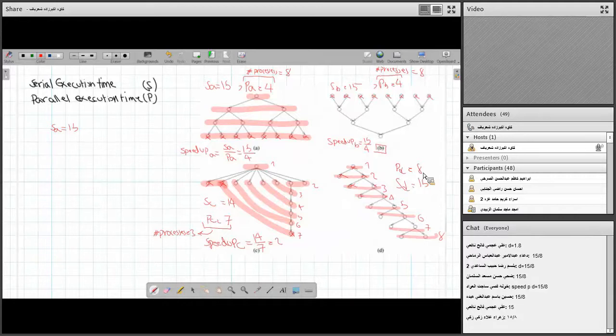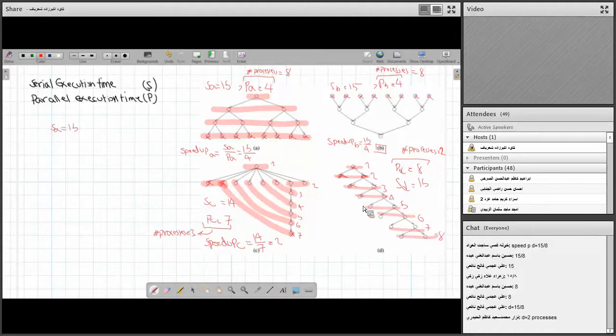How many processes does it need? Two processes is the maximum number of processes required to execute this DFG.